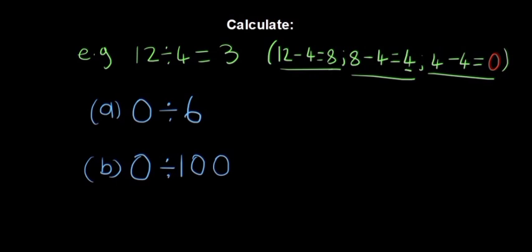Now let's check. What is 0 divided by 6? So if we try to do the same here, we're gonna start from the 0. We have to subtract the 6 from the 0. And we're not allowed to continue whenever we reach a 0. So we stop here. So this means the answer is 0 here. And the same applies here. We're gonna start from a 0 if we try to subtract 100 from a 0. So we stop at 0. So the answer is 0.